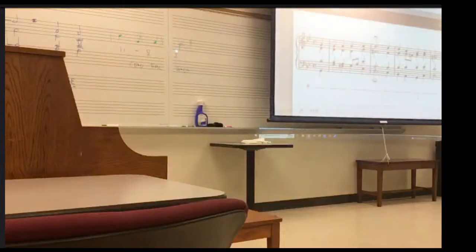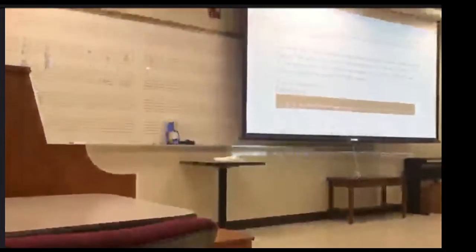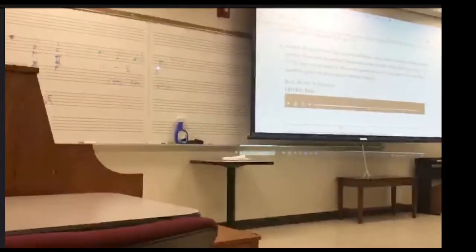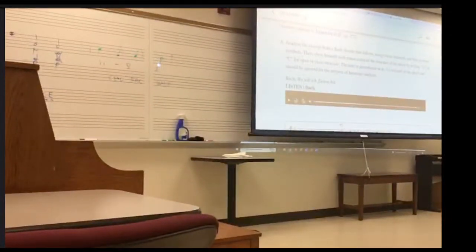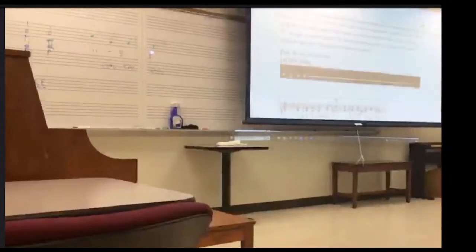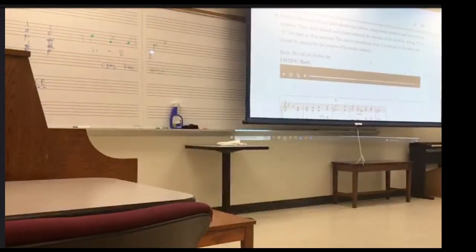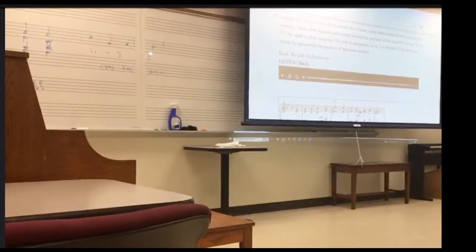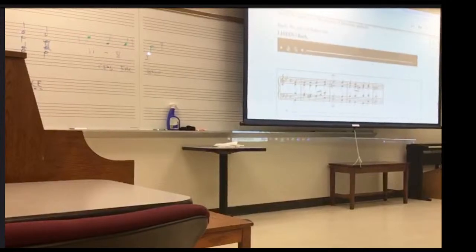This one's a good review. Analyze the excerpt from a Bach chorale using Roman numerals and bass position symbols. Then show beneath each Roman numeral the structure of the chord, whether it's open or closed: O for open, C for closed. The note in parentheses in measure 3 is not part of the chord and should be ignored. Alright, let's listen to it. Self-test 5-2-A.